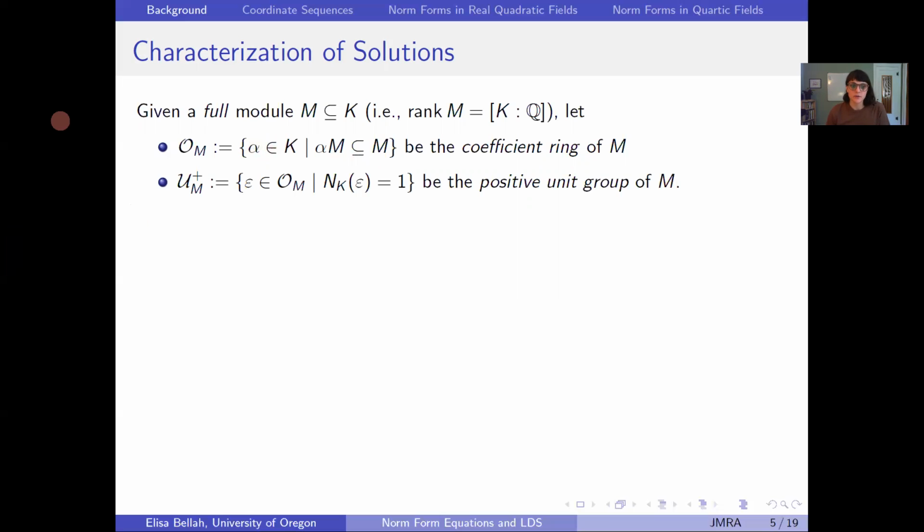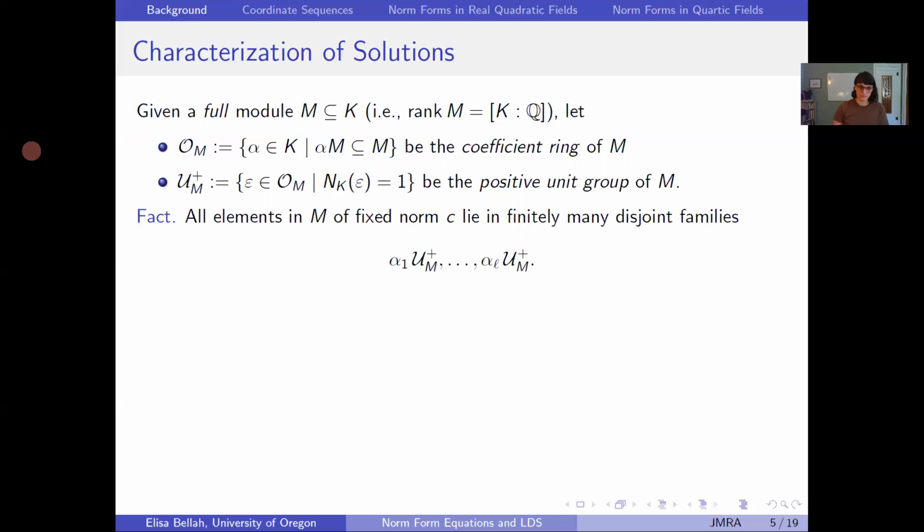And with that, I'll let O sub M plus denote the positive unit group of my module. These are the elements in my coefficient ring with norm equal to 1, and so these elements are units. And this very classic fact is that all elements in a full module of fixed norm lie in finitely many disjoint families of this type.